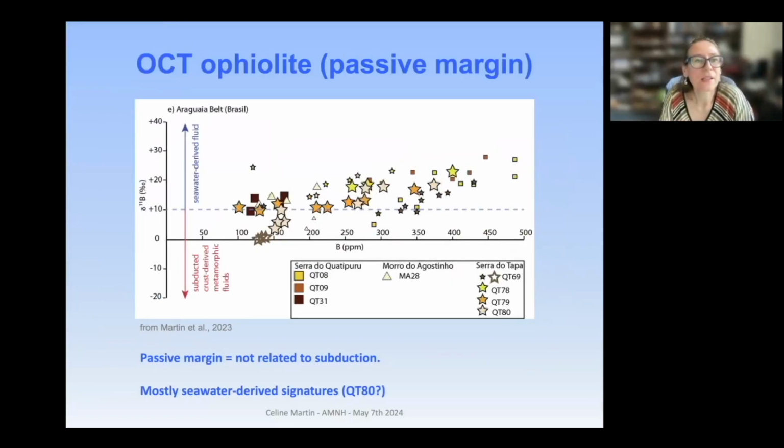Another example is called ocean-continent transition ophiolite. That would be, I would say, the true definition of an ophiolite, a piece of oceanic crust which is obducted at some point onto the continent. This is absolutely not related to subduction, as ocean-continent transitions are in passive margins. And we can see that in this case, again, in these samples from Brazil, we mostly have a positive signature above +10 per mil, meaning this is seawater-derived fluid.